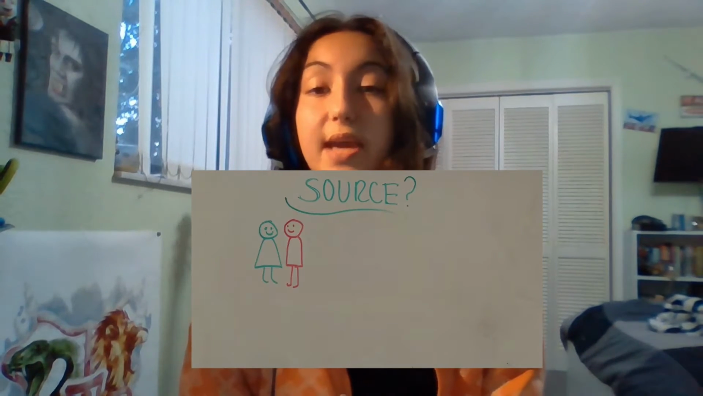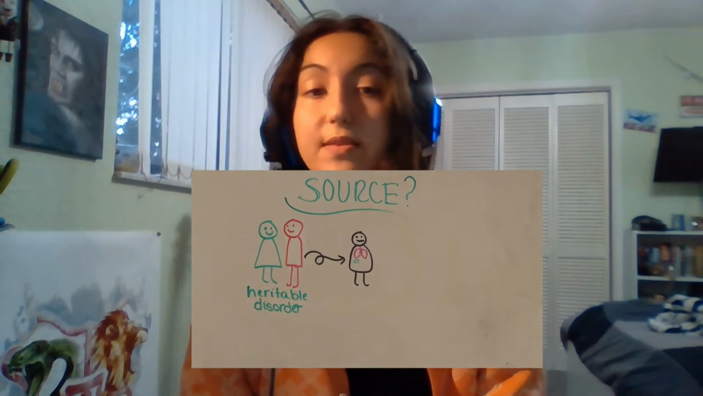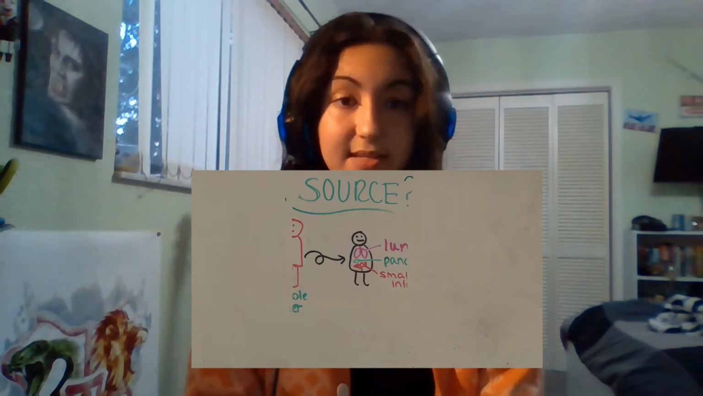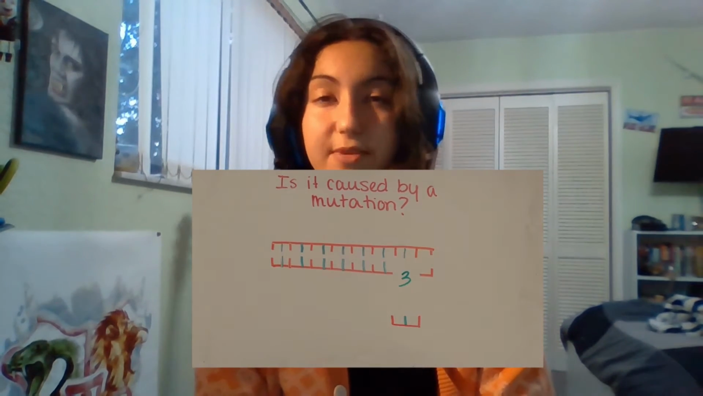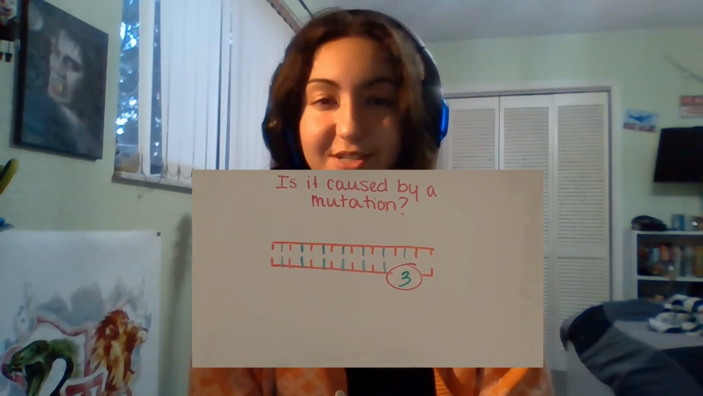Cystic fibrosis is a heritable disorder affecting the cells of the lungs, pancreas, and the small intestines. Is it caused by a mutation? It's most commonly caused by a 3 base pair deletion mutation in the cystic fibrosis transmembrane regulator gene, which leads to us missing an amino acid and essentially ruining the functioning dynamic of the whole gene. Do we understand its biology?